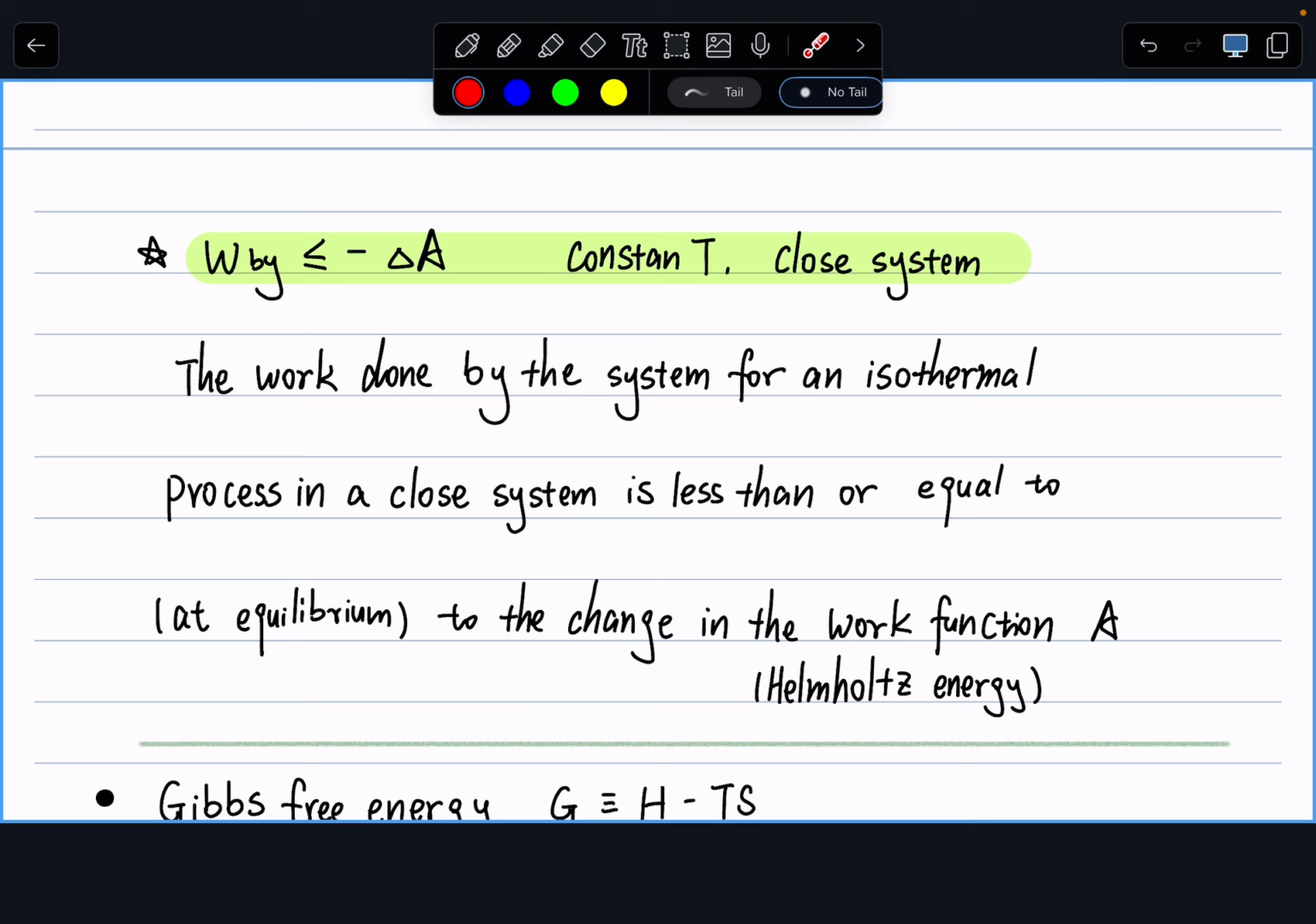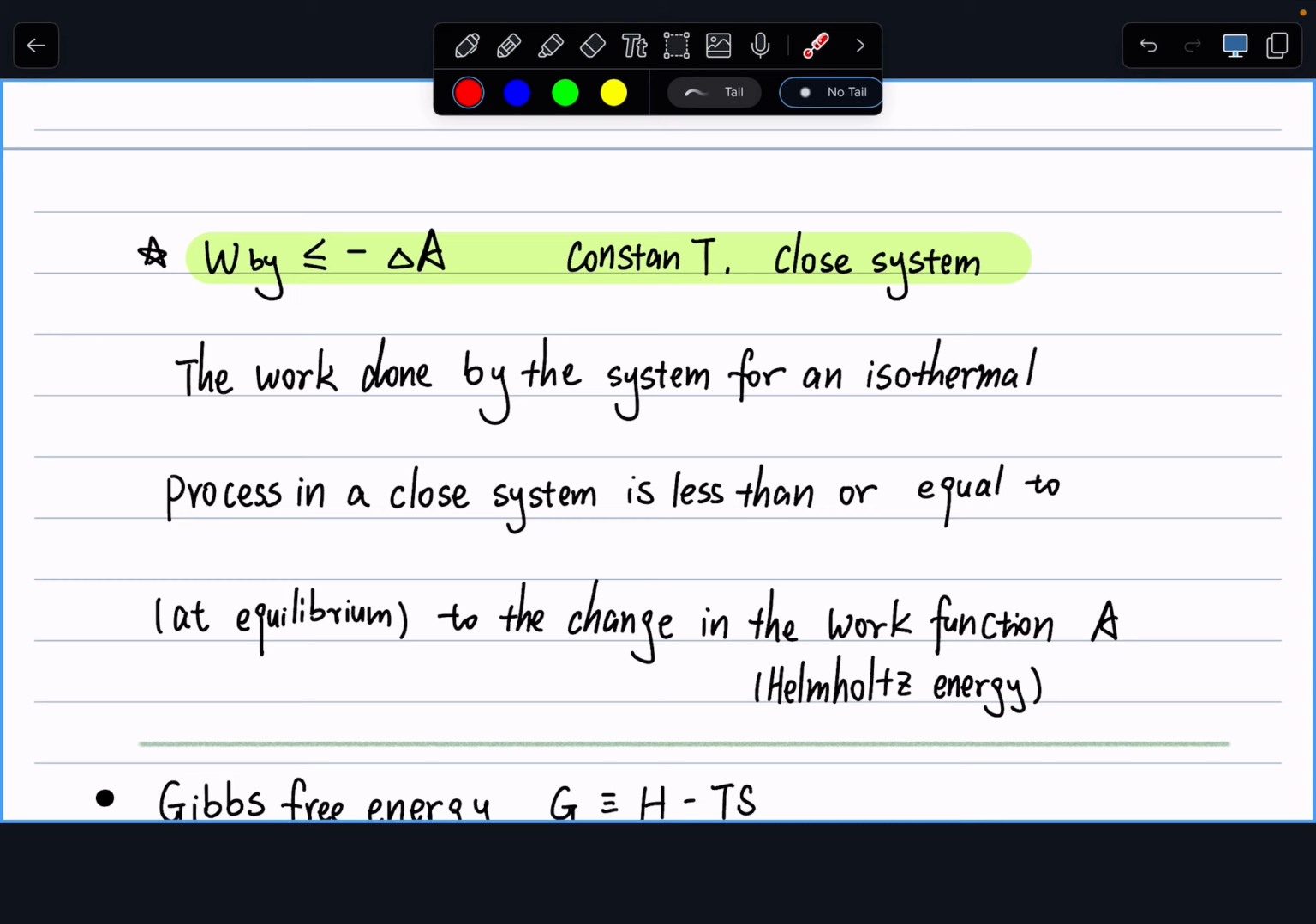That's the amount of work your system can do on the surroundings for these material equilibrium processes, like reactions, phase changes, whatever. And that is why the Helmholtz energy is called a work function. So that's the physical meaning of your Helmholtz energy. It tells you the maximum amount of work your system can do on the surroundings. That's why chemical engineers care a lot about the Helmholtz work function.